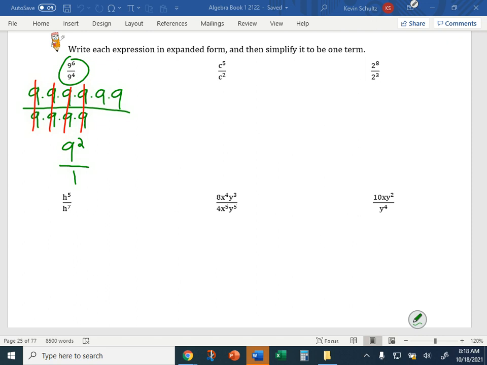C to the 5th over c squared. Let's see here. C times c times c times c times c over c times c.